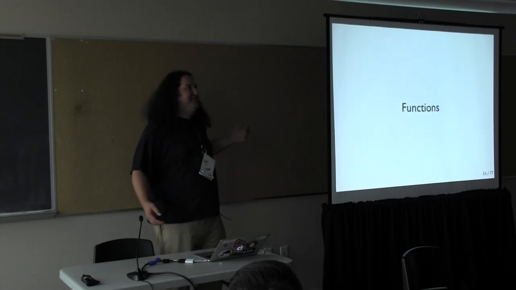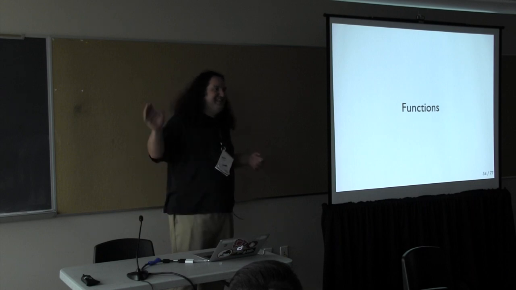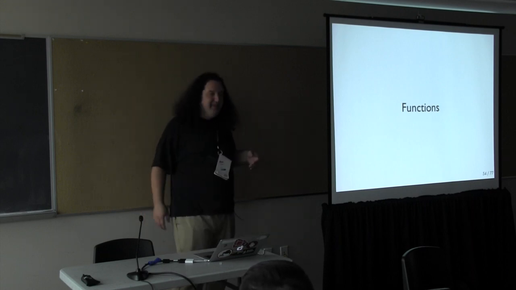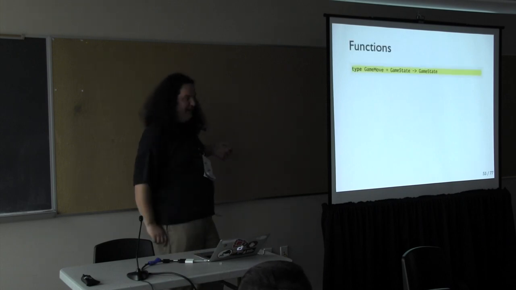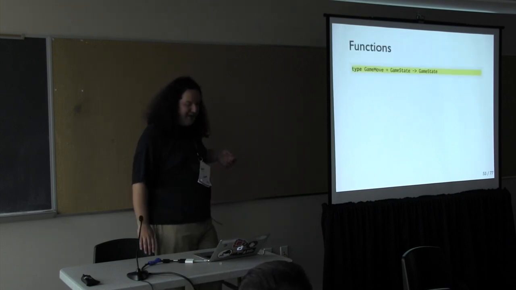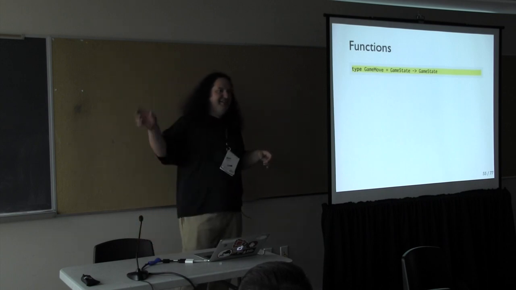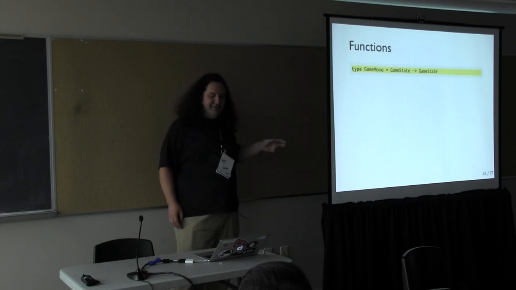In Haskell, I just use a function for that. They're first class things. I can pass them around. I can have one function take another function. So for example, in the Orc and Pie code, I have a game move function. I have a game move type defined that's just any function that takes one game state and turns it into another game state.